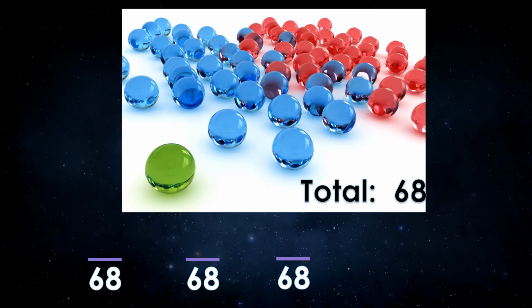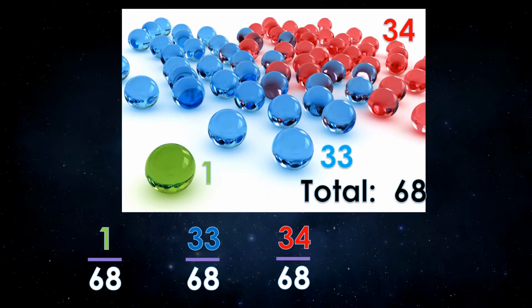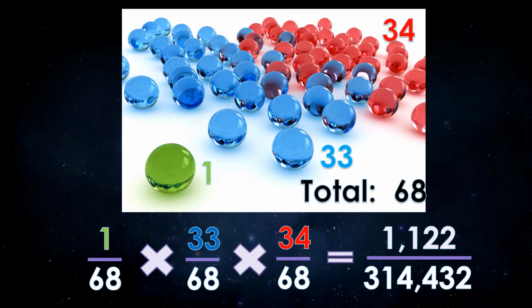To calculate the probability of drawing a green, then a blue, and then a red, assuming you put the marble back in the dish each time, you would multiply the individual probabilities. You can see how the bottom number increases rapidly. The probability of drawing the only green marble 3 times in a row is very small.